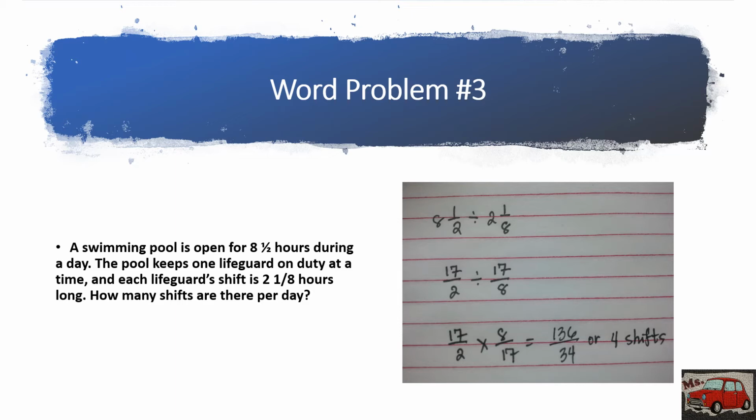Okay? So what we do is we will divide. So 8 and 1/2 divided by 2 and 1/8. Alright? So let's convert them first into improper fraction. So 8 and 1/2 will become 17/2 and 2 and 1/8 will become 17/8. And then let's change the operation into multiplication and then let's get the opposite of 17/8. And then let's multiply. Okay? So the answer is 136/34 or 4 shifts. So merong nagaganap na 4 shifts kada araw.